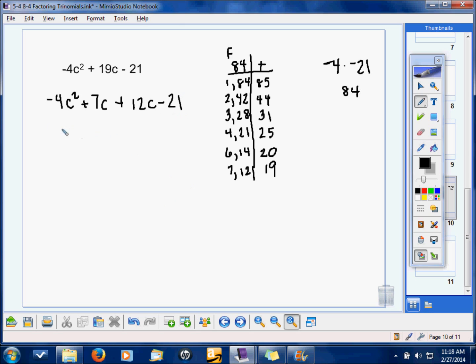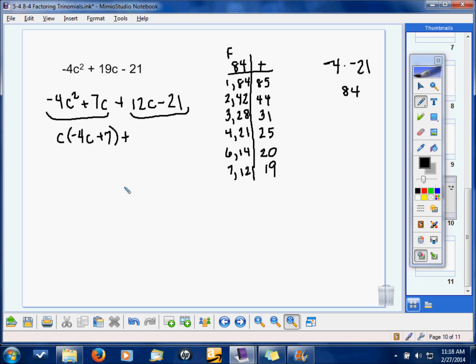All right, so now we look for the things in common here, and we look for the things in common here. So what's in common on this one? Just c. So you pull out c times 4c plus 7.